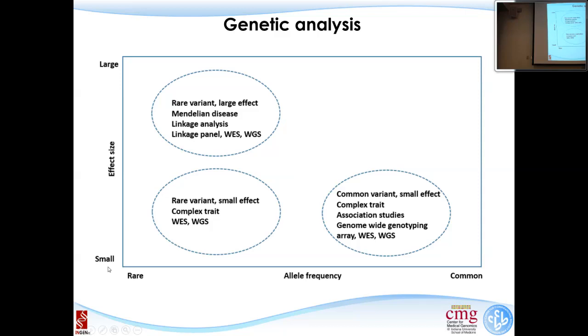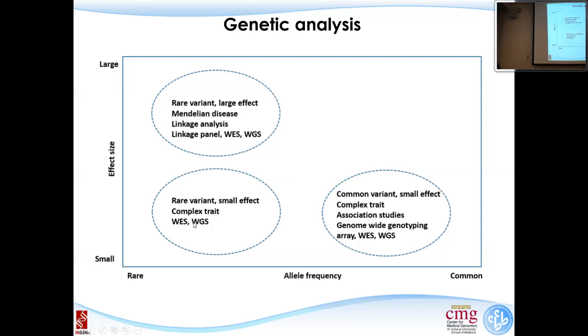This is where you do linkage analysis, because rare variants have a large effect. So you can use a linkage panel, with microsatellites or an SNP panel, and then sequencing data. Both of these are for complex disease or common complex traits. This part is for common variants: you can do association studies and use the GWAS array data. But for rare variants with a small effect, there's no way you can get reliable data from the GWAS array. You can only get it from whole exome or whole genome.